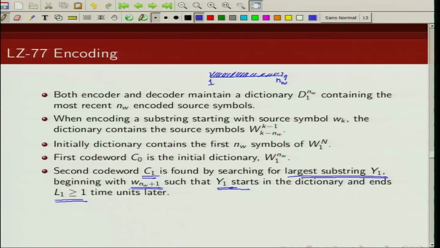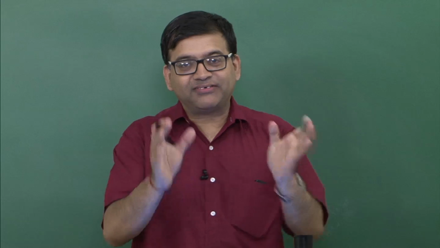Now I look at the next symbol, which is NW plus 1. What I am going to do is look at the largest string starting at location NW plus 1 which is already there in the dictionary. My dictionary contains symbols from time K minus NW to K minus 1, so it has some symbols of length NW.